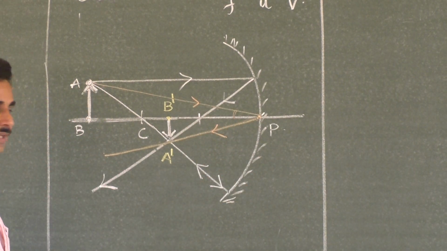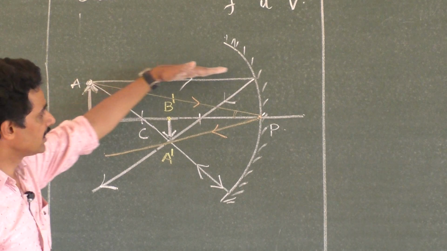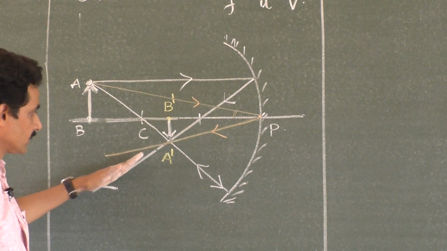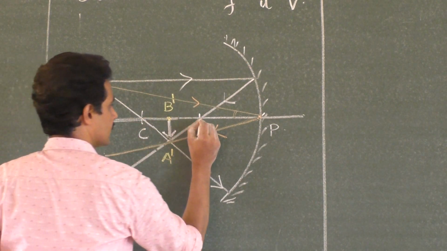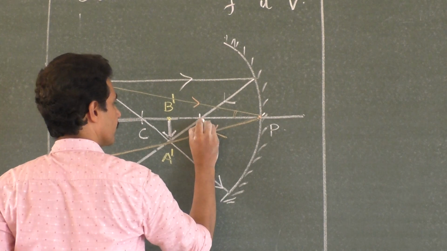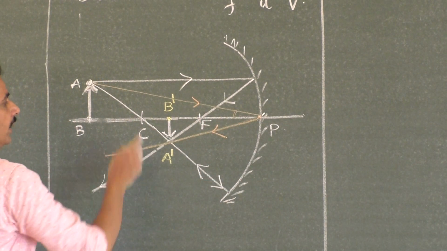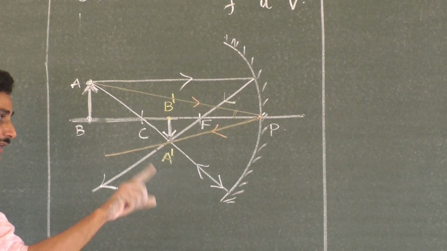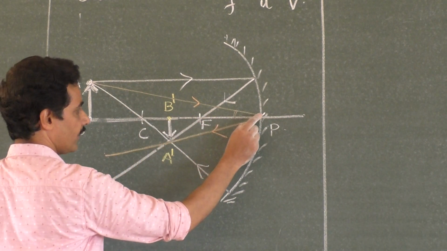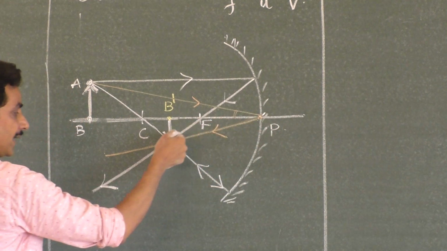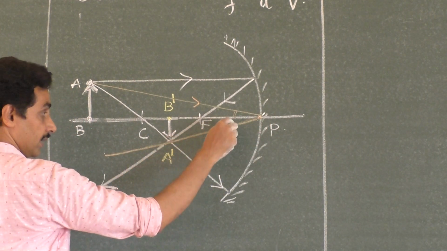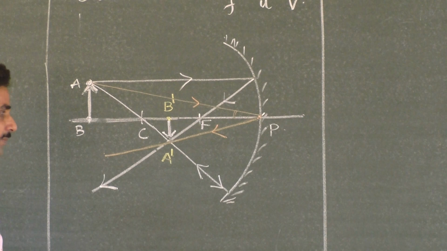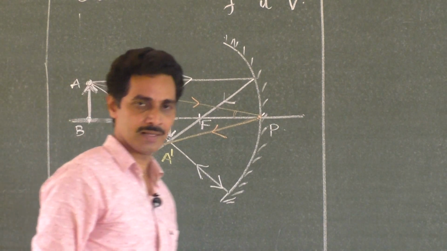So I have chosen 3 rays. One ray parallel to the principal axis, after reflection, passes through the focus. Here is the focus. Another ray passing through the center gets reflected back in the opposite direction, along the same path. Another ray incident towards the pole, after reflection, passes with the same angle of reflection to the same point. So these 3 rays I must draw.